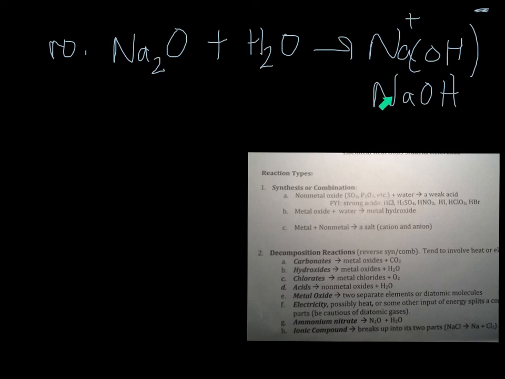2 Nas, 2 Nas. Sorry, can't count so well. 2 Nas, 1 Na. 2 O's, 1 O. 2 H's, 1 H. I think I might just need a 2 in front of that thing. And let's double check. 2 Nas, 2 Nas, 2 O's. Now I have 2 O's, 2 H's, 2 H's. It's balanced.